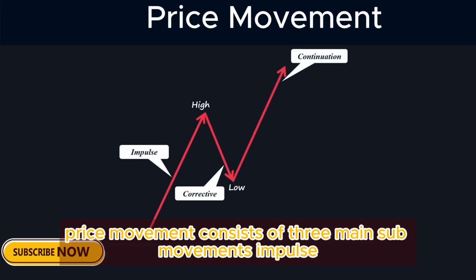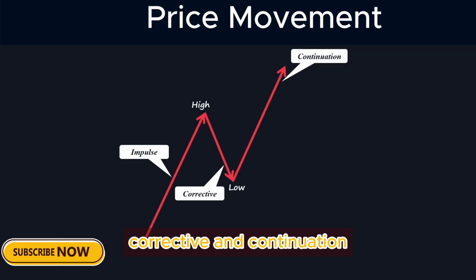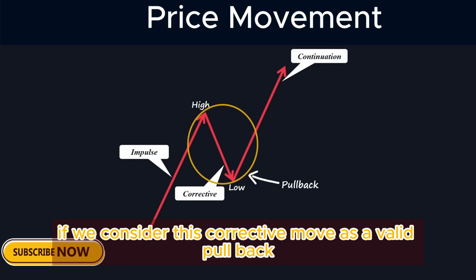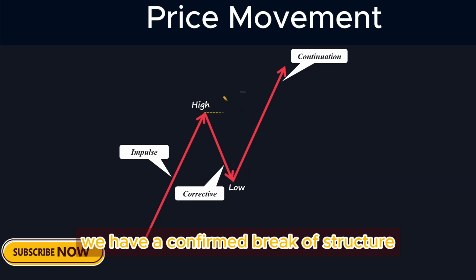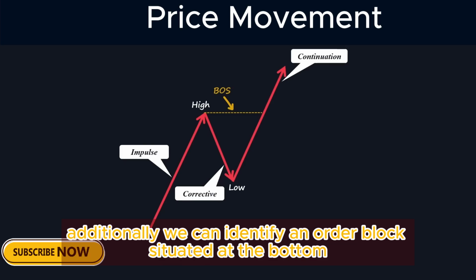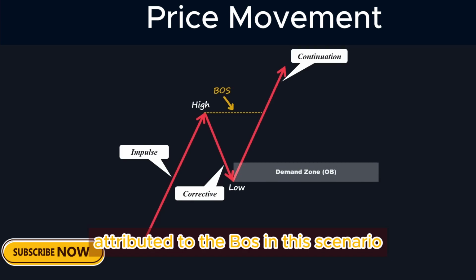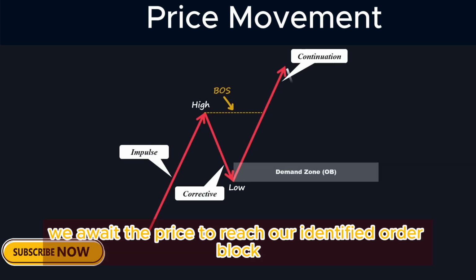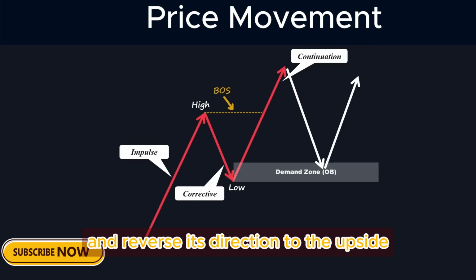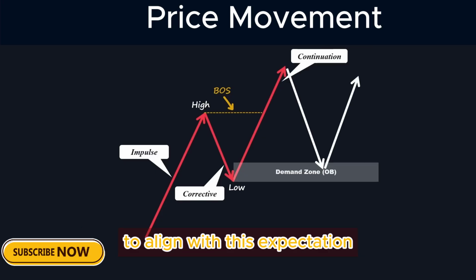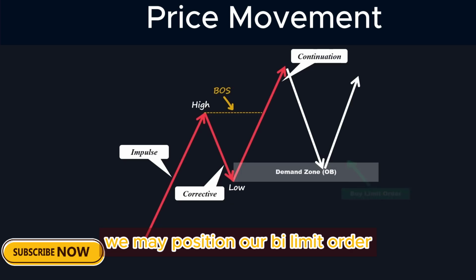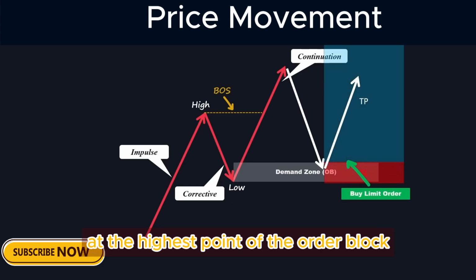Price movement consists of three main sub-movements: impulse, corrective, and continuation. For example, here, if we consider this corrective move as a valid pullback, we have a confirmed break of structure. Additionally, we can identify an order block situated at the bottom attributed to the BOS. In this scenario, we await the price to reach our identified order block and reverse its direction to the upside. To align with this expectation, we may position our buy limit order at the highest point of the order block.